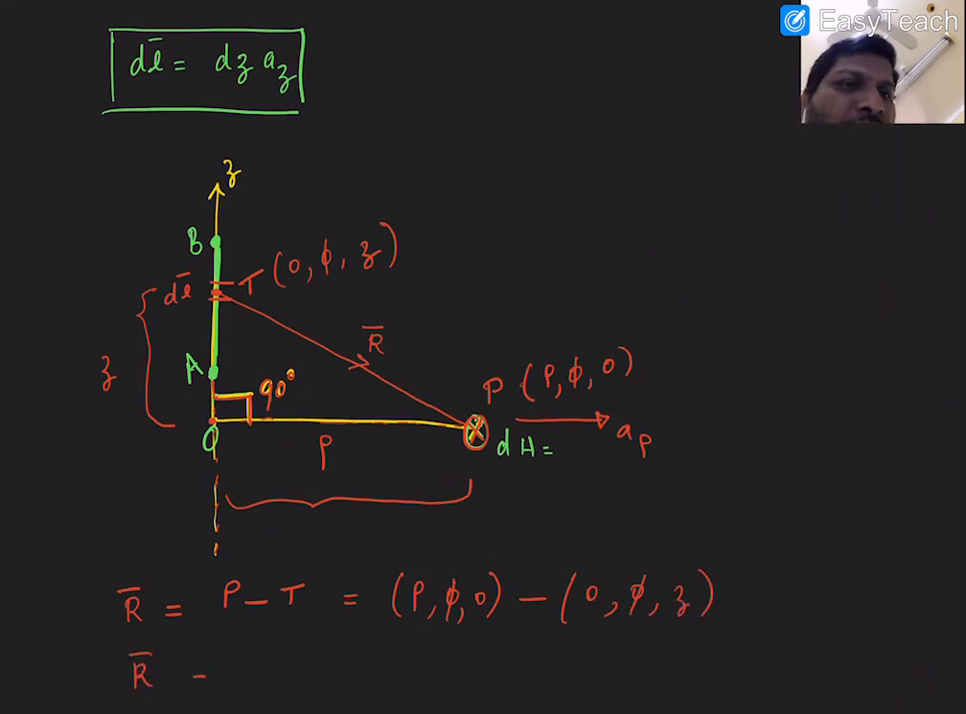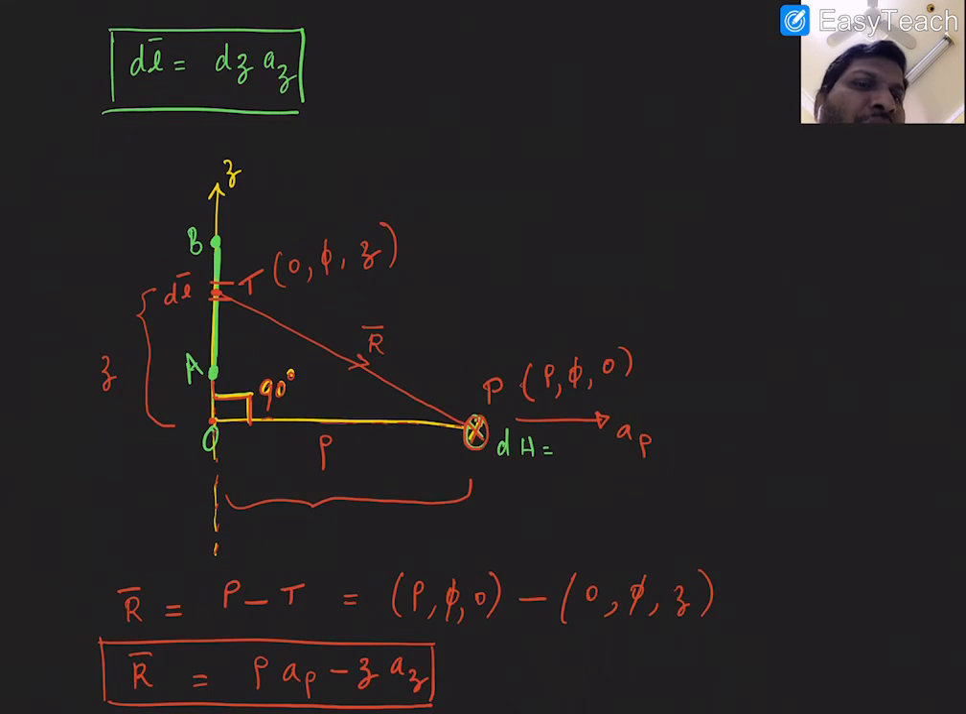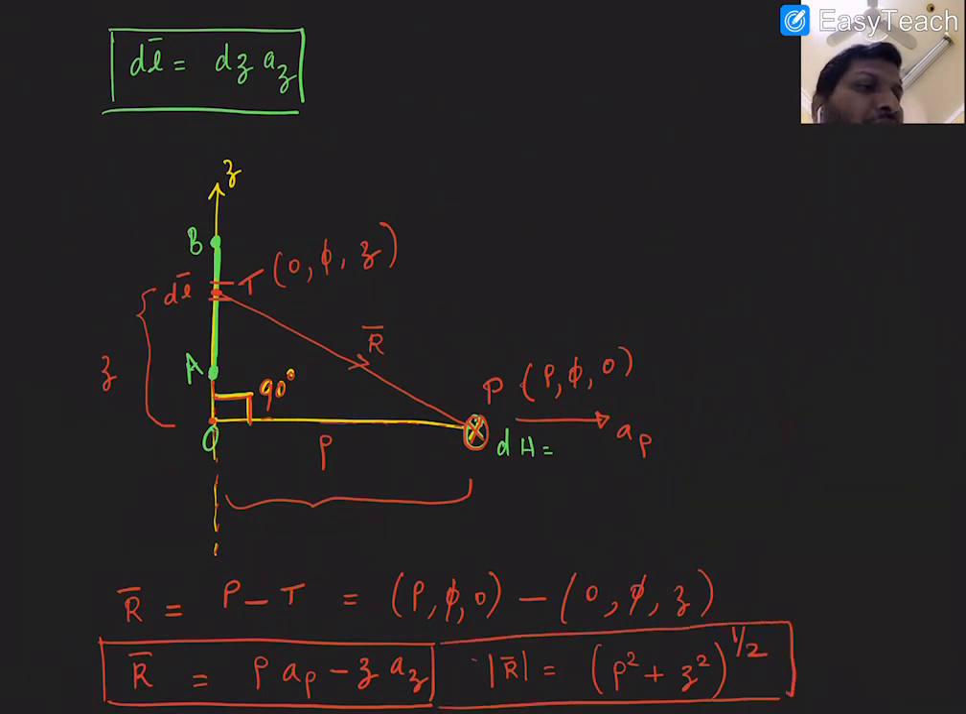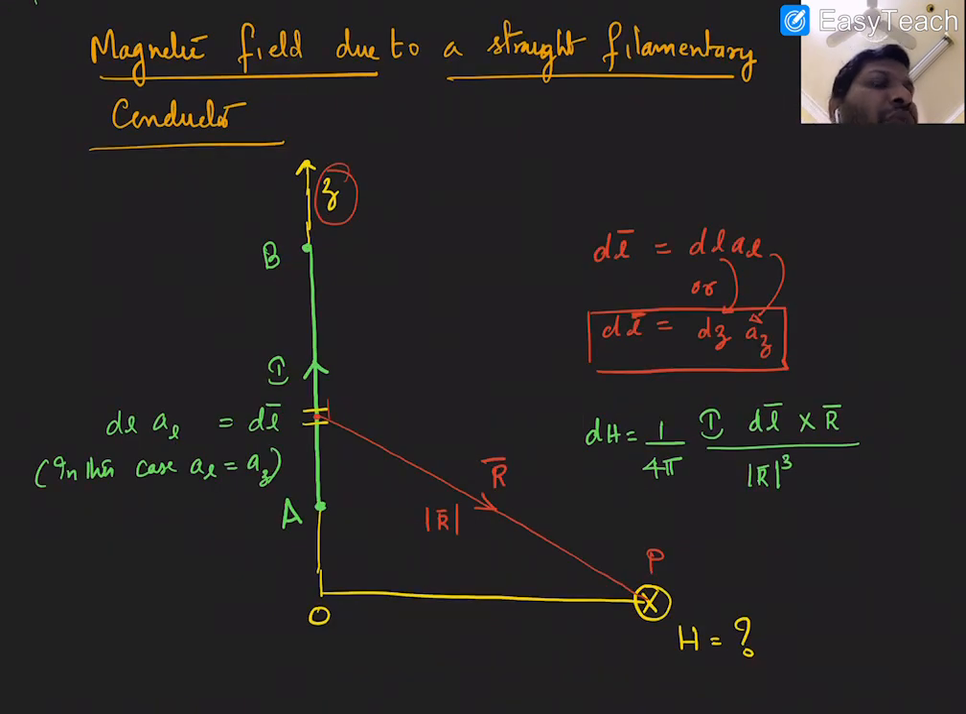So my vector R I can represent like this: rho minus 0 is rho, and the direction is a rho. Then phi minus phi is 0, so forget about this. 0 minus Z is minus Z into a z. So this is my vector R. Now what is the magnitude of vector R? The magnitude of vector R is the square root of rho square plus the square of minus Z, which is Z square, whole power 1 by 2. So we got the main terms in the Biot-Savart law.